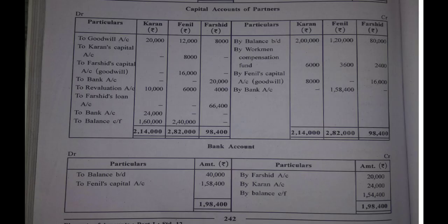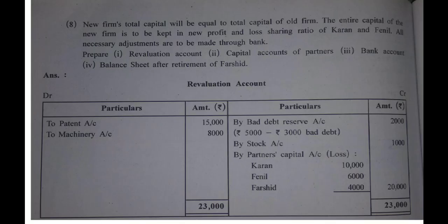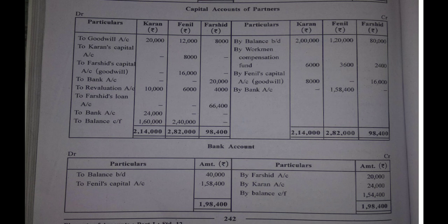If you will see your adjustment, it is written, I'm reading the third line: all necessary adjustments are to be made through bank. Which adjustments? Adjustments regarding the new capital. So the amount of difference is to be transferred to bank account. This is 24,000. And the second effect for this is given in bank account, you can see. By Karan's account 24,000. This simply means just because the capital of Karan has been changed, he will be paid 24,000 from the firm.